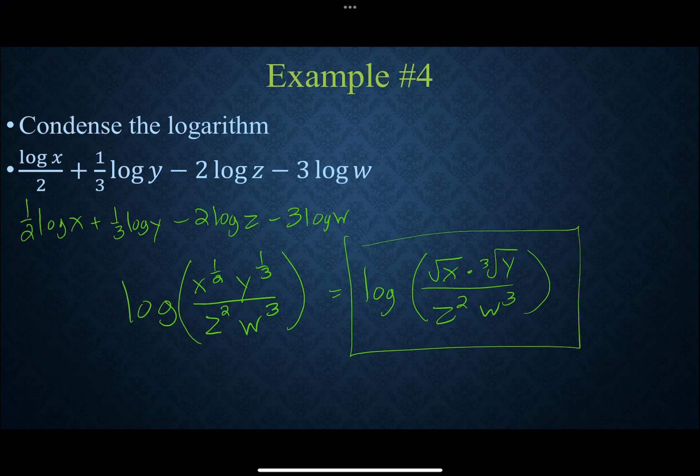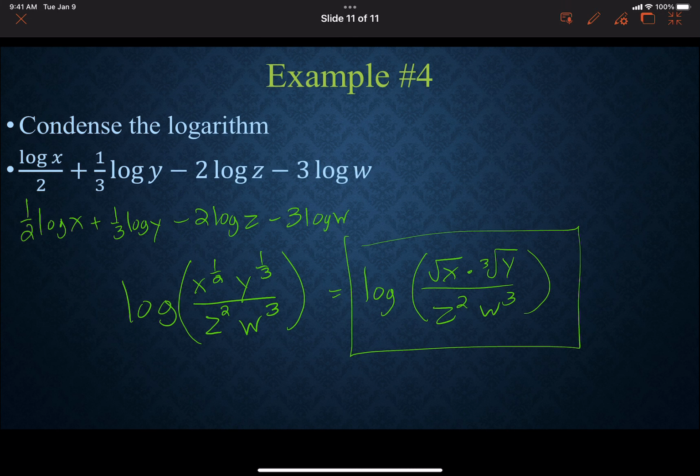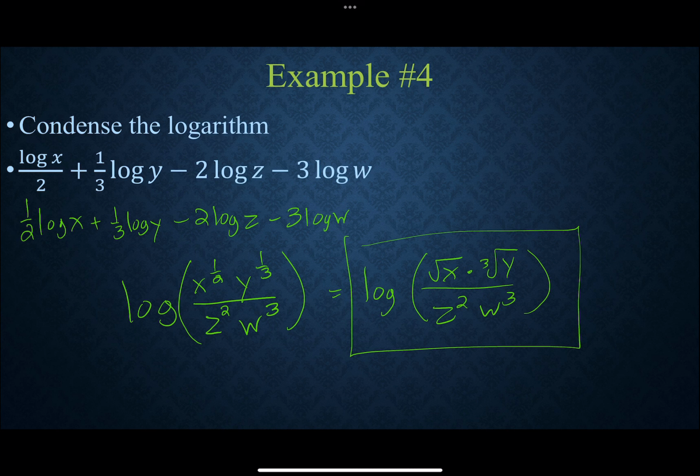All right, so that's the idea behind expanding and condensing. It's all a matter of giving individual logs when you're trying to expand it out, or putting it as a single log when you're trying to condense it down. This also only works if they're all the same base. So if we had log base 10, log base 10, log base 10, then log base 4, we couldn't condense the log base 4, only the log base 10s. And again, positive coefficients go to the numerator, negative coefficients go to the denominator.